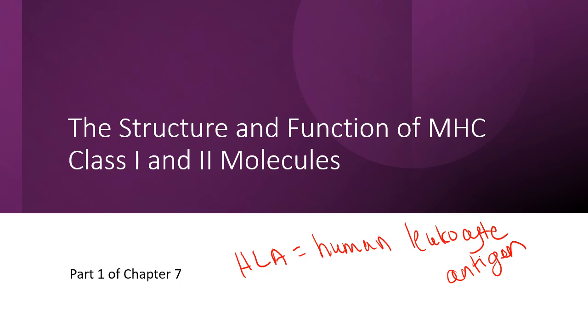Why is it called human leukocyte antigen? Because you find these on white blood cells. Leuko means white, cyte means cell. These were first discovered on white blood cells. But why the antigen box?